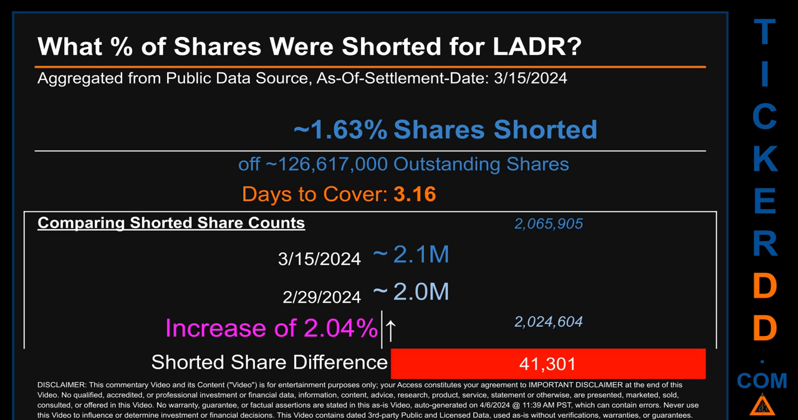Days to cover is 3.16. When I compare the current 2-week period data snapshot against the previous period, ending in settlement date, February 29, 2024, I find that the current snapshot had roughly 41.3 thousand more shares shorted. This means that, compared to the previous snapshot, the current snapshot has an increase of 2.04% of shorted shares.